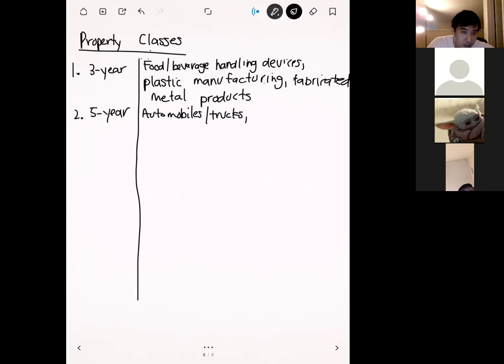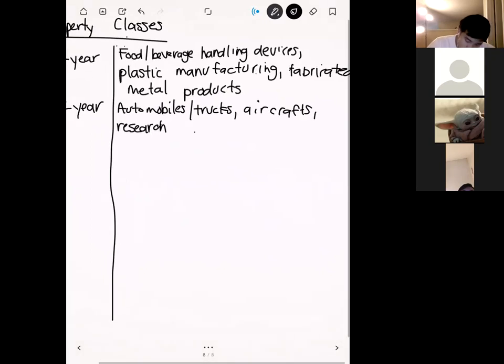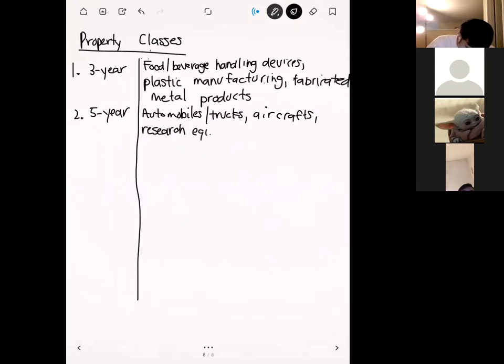Aircraft count as a five-year property. Research equipment. And computers. I'm going to try to limit it to basically two lines' worth of products for each one.